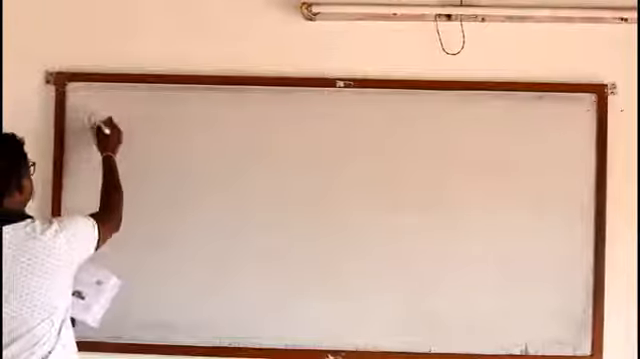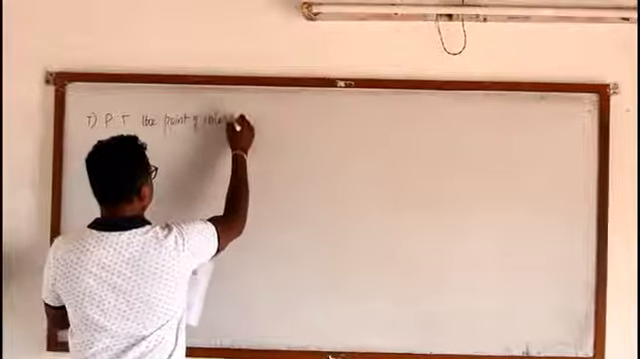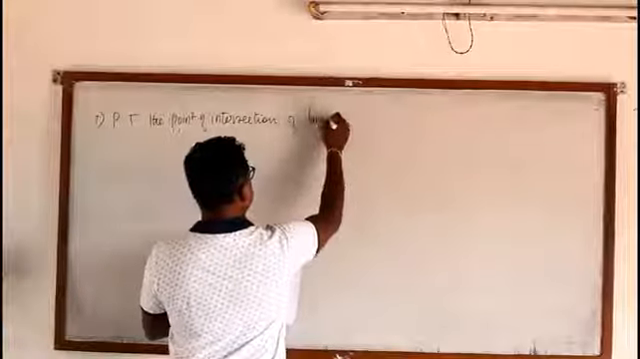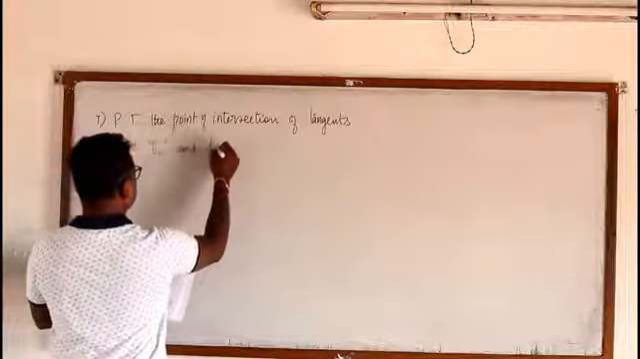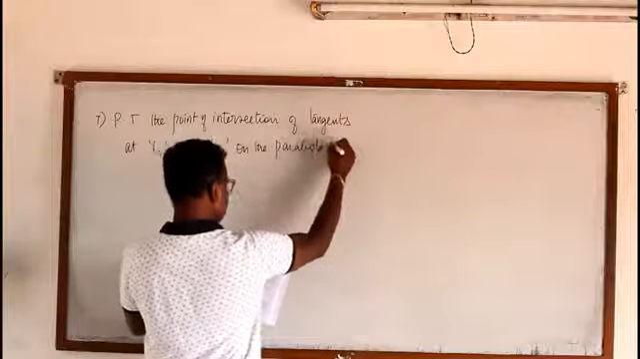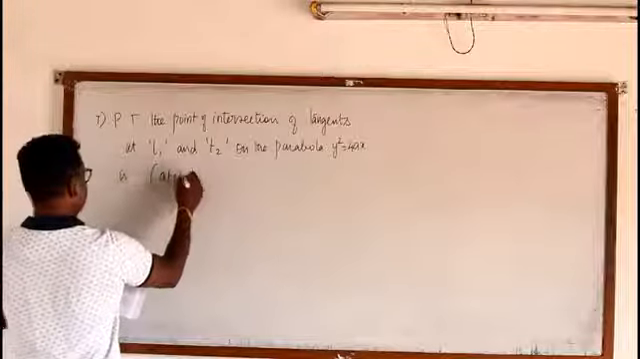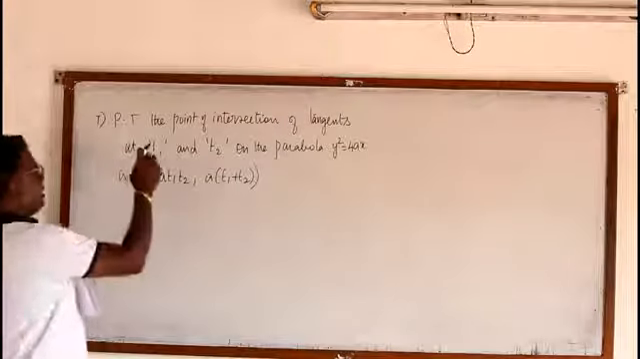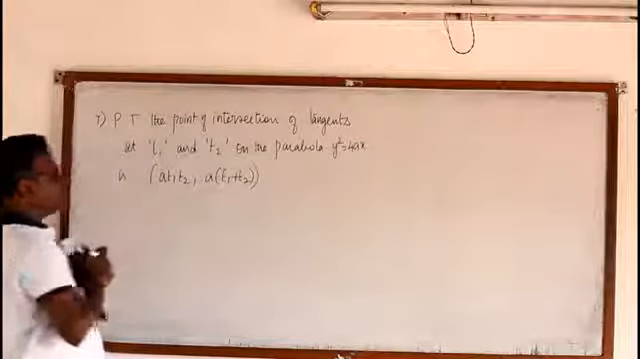Next. Problem number 7. Prove that the point of intersection of tangents at t1 and t2 on the parabola y square equal to 4ax is at1 t2 comma a into t1 plus t2. That means two tangents are meeting at two points. If those two tangents are allowed to intersect, they will intersect at these two points. That's what we have to find out.